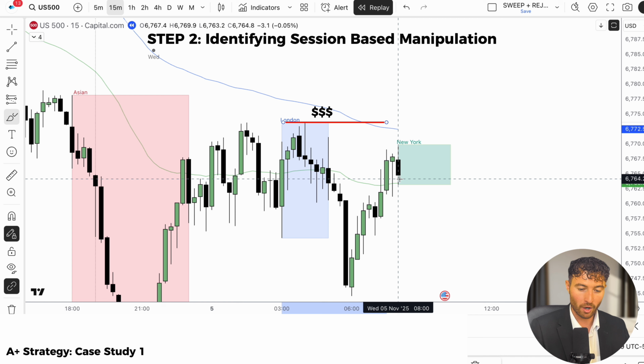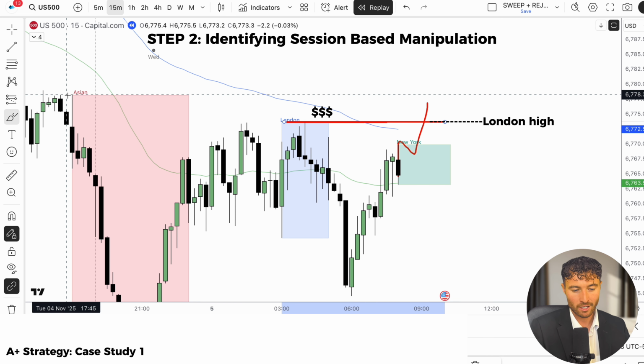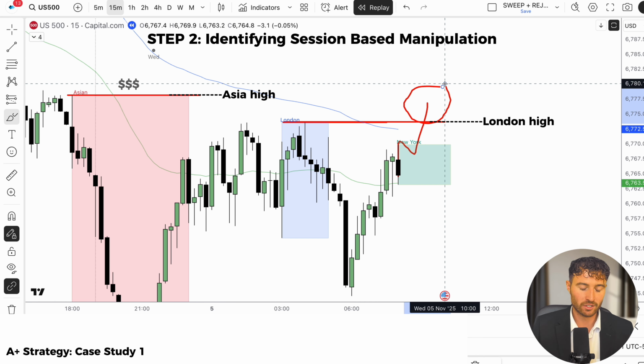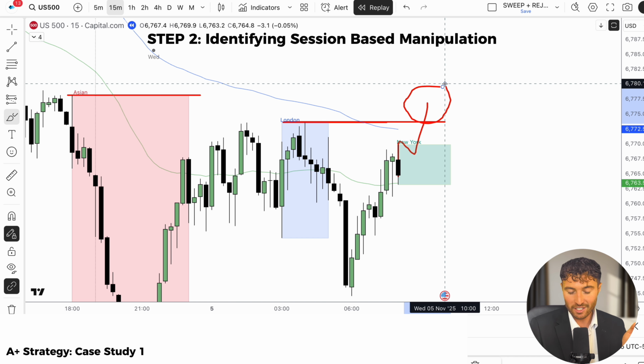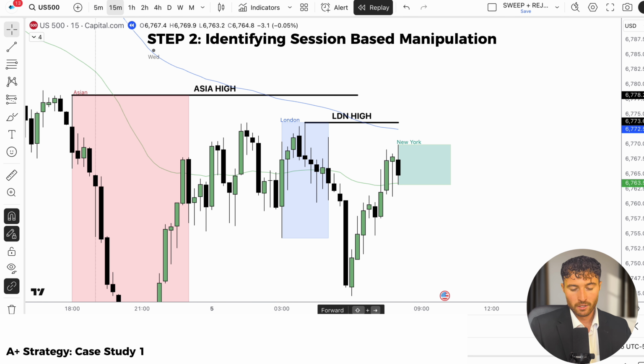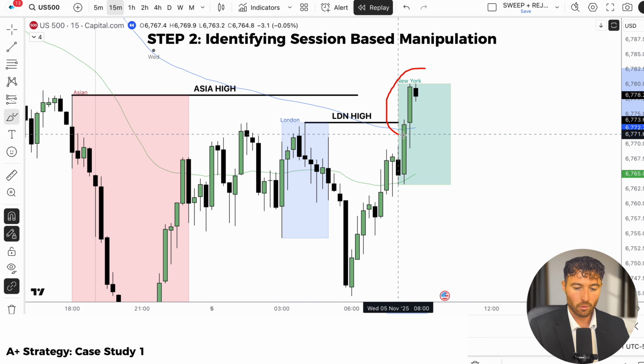Okay, so because we're sell biased in this market, what we're going to be looking for is price to come above a previous session high. So we have the London high right here, and we also have the Asia high right here. Once we've seen a form of session-based manipulation, this is going to trap a lot of traders long into this market. This is going to stop out any early sellers, and then we can start to think about getting short in this market. So what we're doing now is we're waiting very, very patiently. We're waiting for price to manipulate above a previous session's high. And this is exactly what we've got right here.